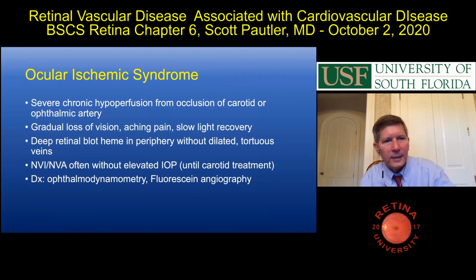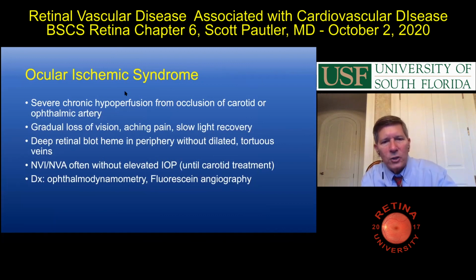All right. So let's talk about ocular ischemic syndrome. Now keep in mind, this is a chronic hypoperfusion. It's not an acute thing. So these patients are not going to come in and say, yesterday I noticed this or that. For the most part, they're going to have diffuse chronic symptoms. And it's due to hypoperfusion from an occlusion of the carotid or ophthalmic artery.